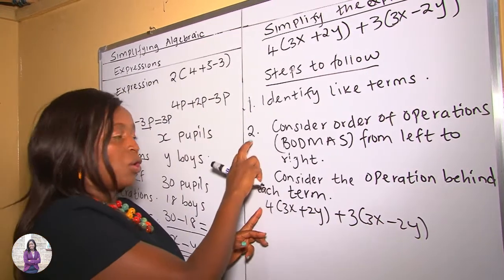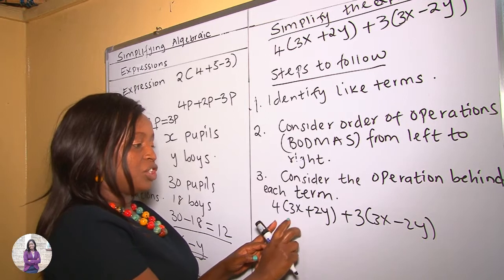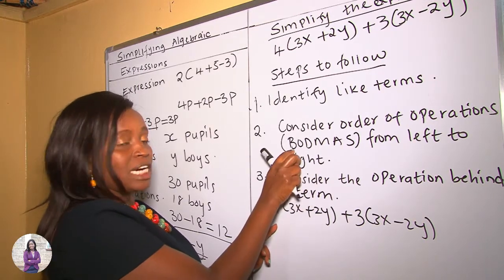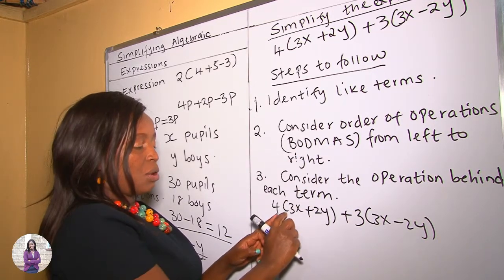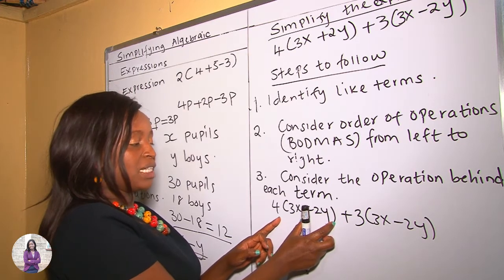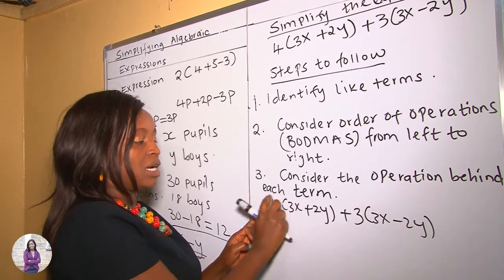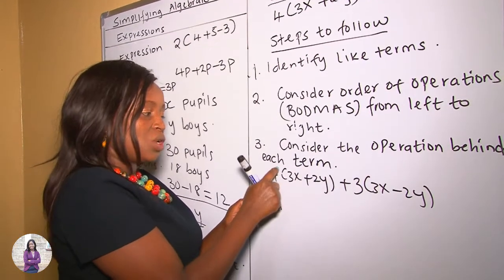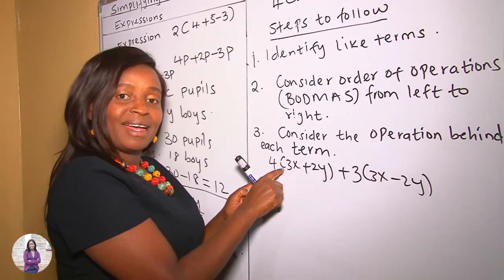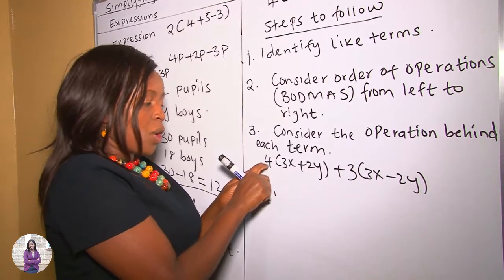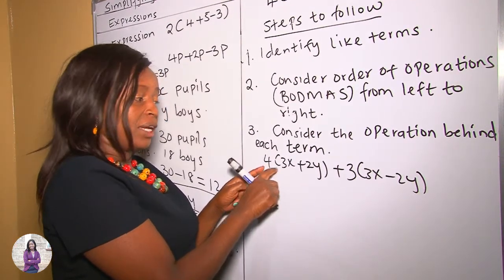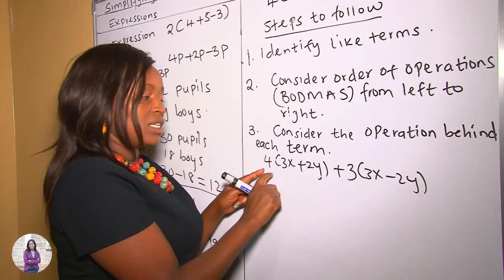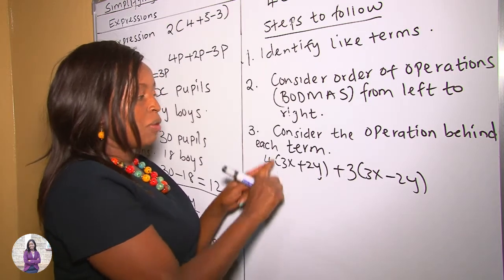So here we go to step 2, order of operation. Brackets come first. So we deal with the brackets, we remove the brackets. Look at the coefficient of the brackets here. Coefficient is the number that is outside the bracket immediately, and there is no sign between the number and the brackets. Therefore, we use this coefficient to multiply everything that is inside the brackets. So let's remove the brackets.